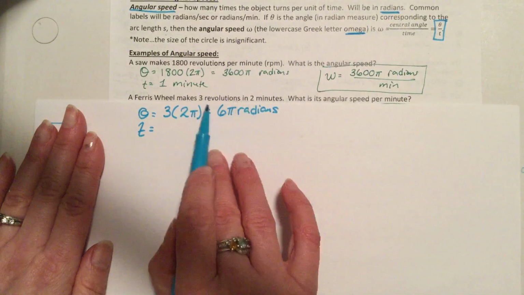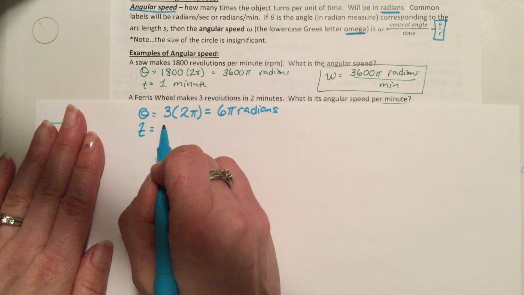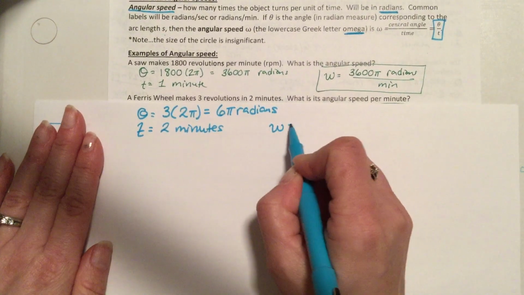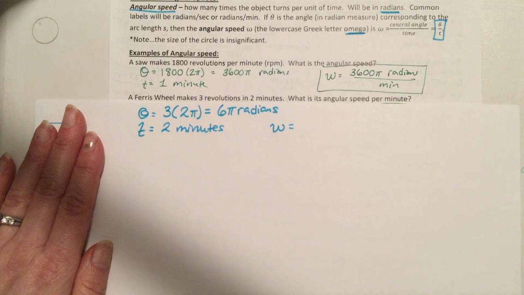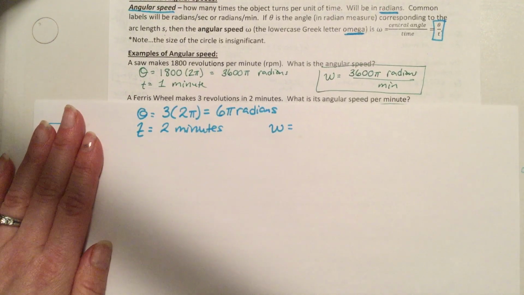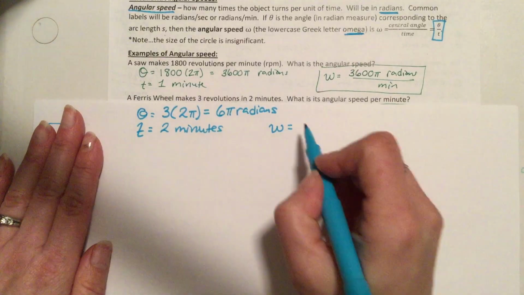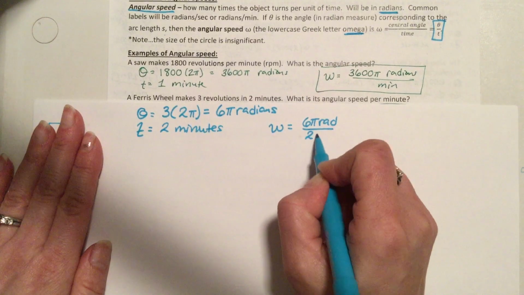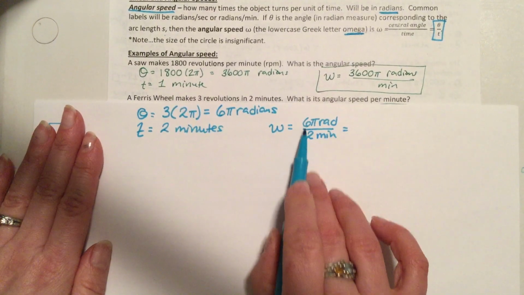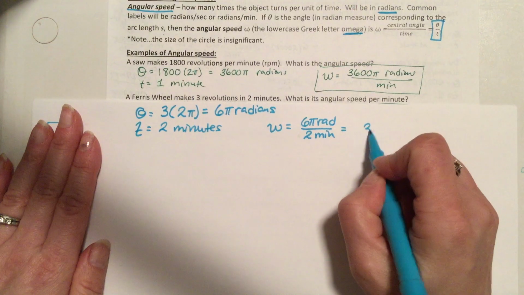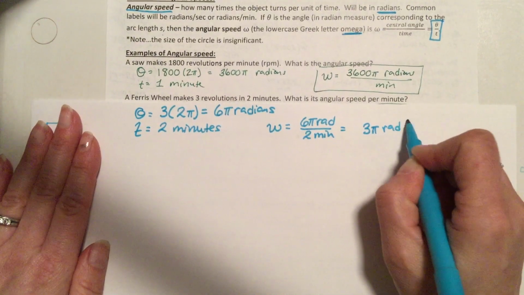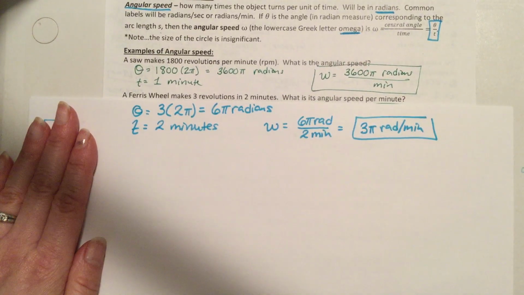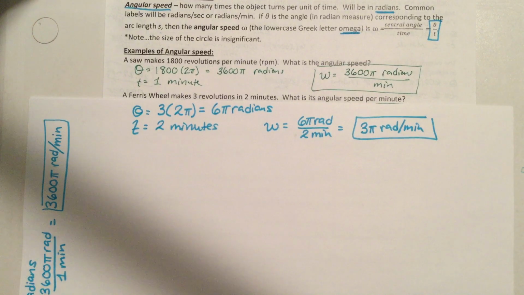Now, how much can you do those 3 revolutions in what amount of time? It's 2 minutes. So my omega, which is your angular speed, how fast is the Ferris wheel rotating around in a circle? It is theta, so 6 pi radians over your time, 2 minutes. I can reduce 6 over 2 to make it 3 pi, and it's radians per minute. That is the angular speed, the speed at which the Ferris wheel rotates in a circle.